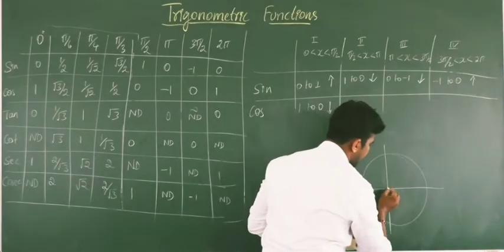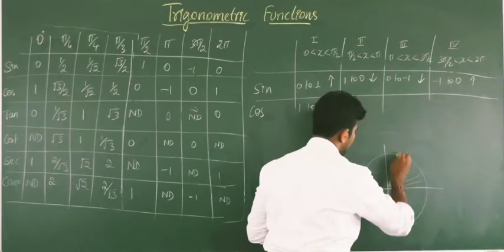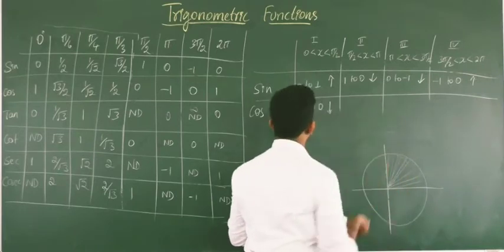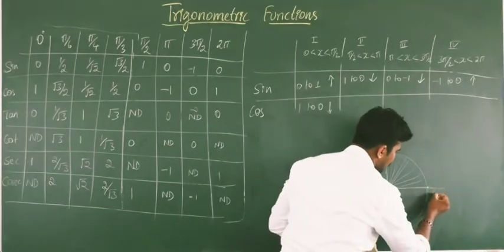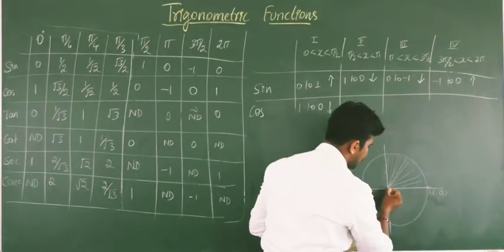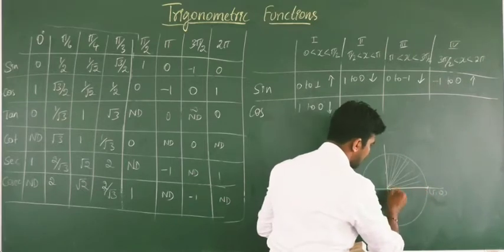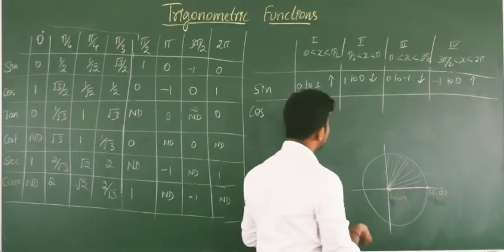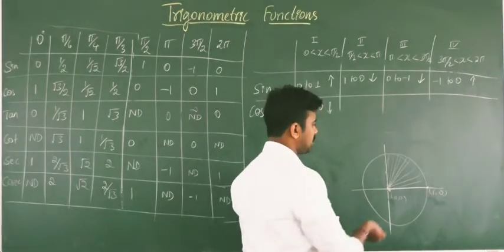Now you can observe the same figure here. We are taking the angle from 0 to pi by 2. The cos value here is 1, and here it is 0, so it is decreased. Like this it came back here. So 1 to 0 is the value of cos in the first quadrant.